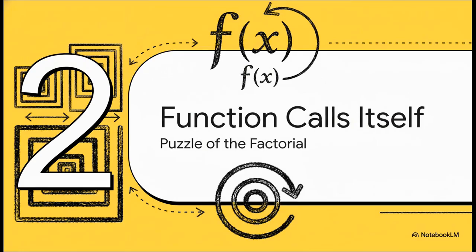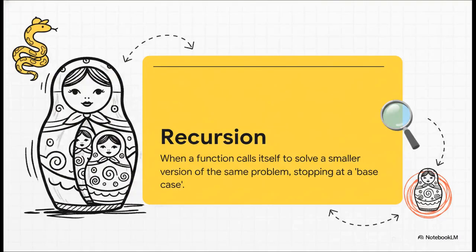We're shifting gears a little bit here, from clever data structures to a programming technique that can feel a little mind-bending at first. We're going to solve the puzzle of the factorial, and to do it, we'll use a function that actually calls itself. This idea is called recursion. The best way to think about it is like a set of Russian nesting dolls.